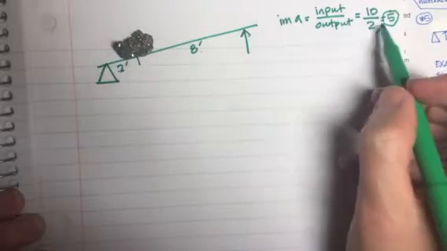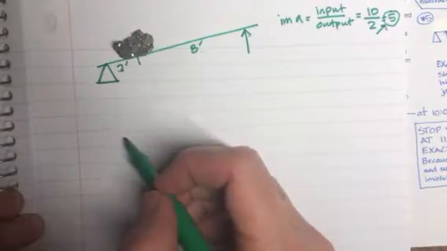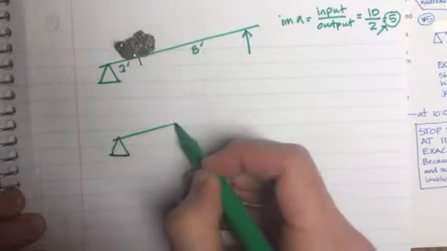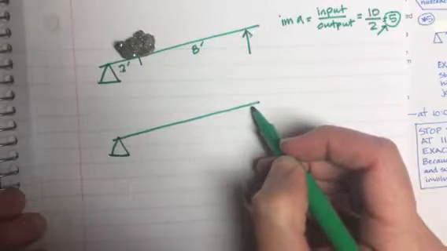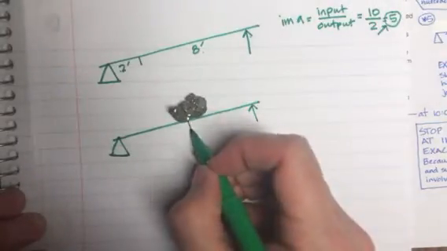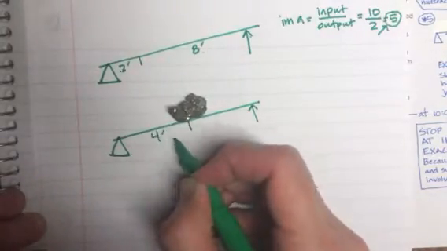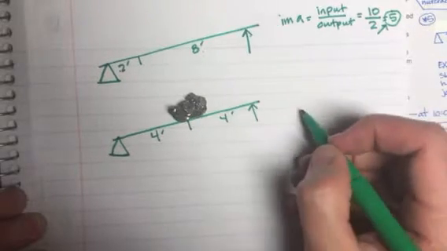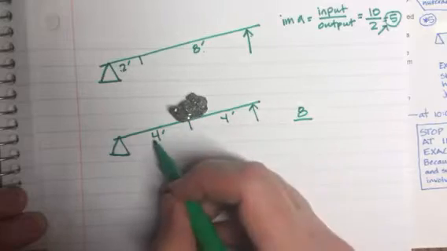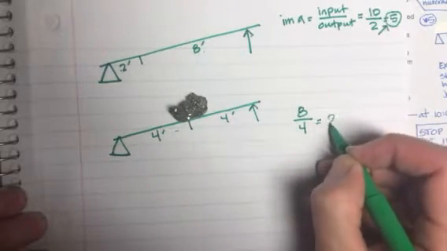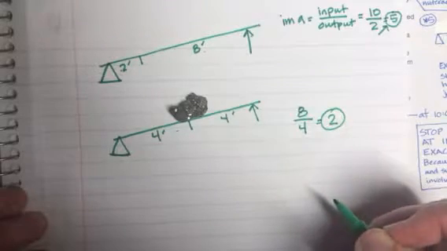We can change this mechanical advantage by moving my rock, right? The fulcrum can stay in the same place. Everything can stay in the same place. But if I move the rock to the middle, now the rock is 4 feet out, 4 feet here. My input arm is still 8, but now my rock is 4 feet out. In other words, this is my output arm. 8 divided by 4, mechanical advantage is 2.